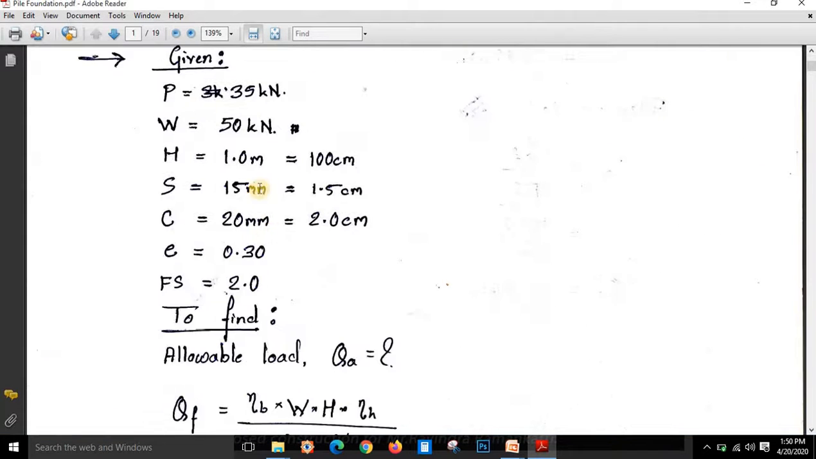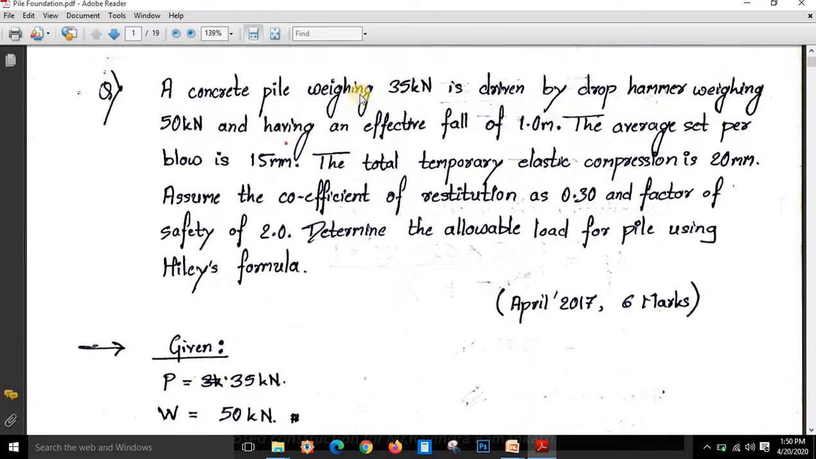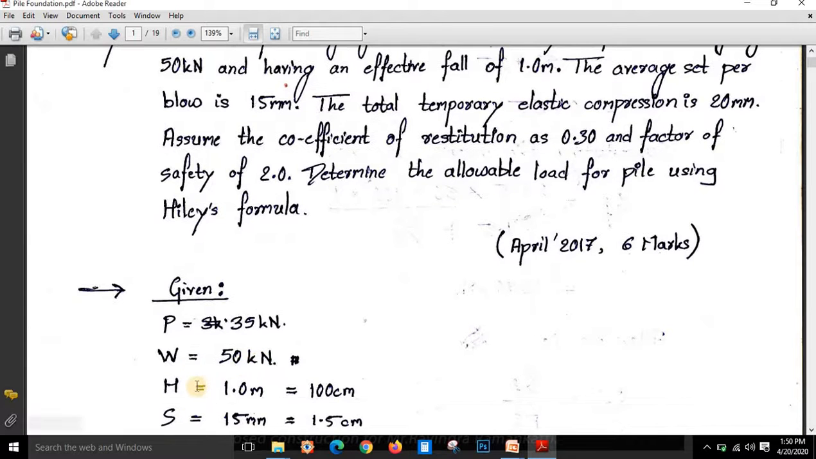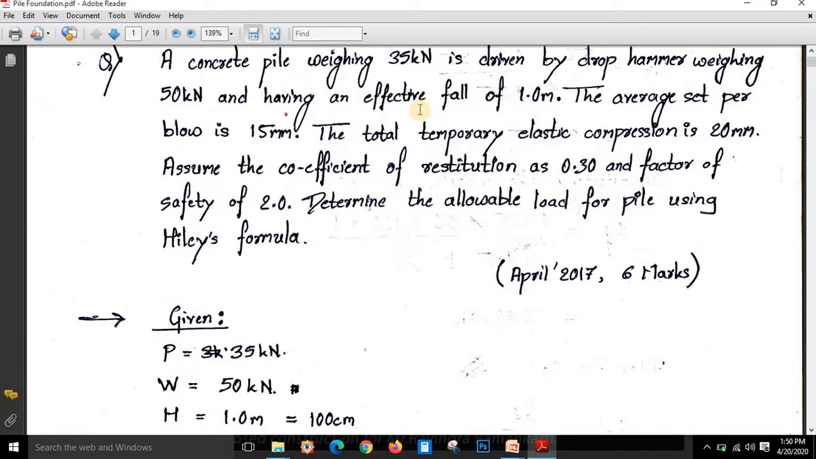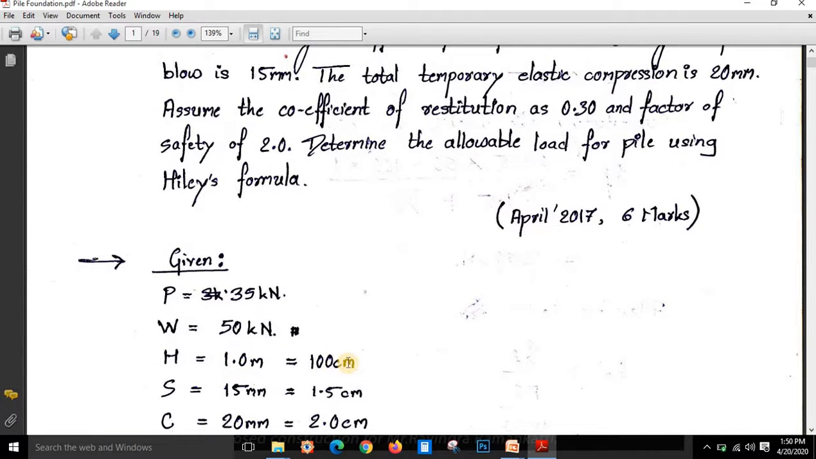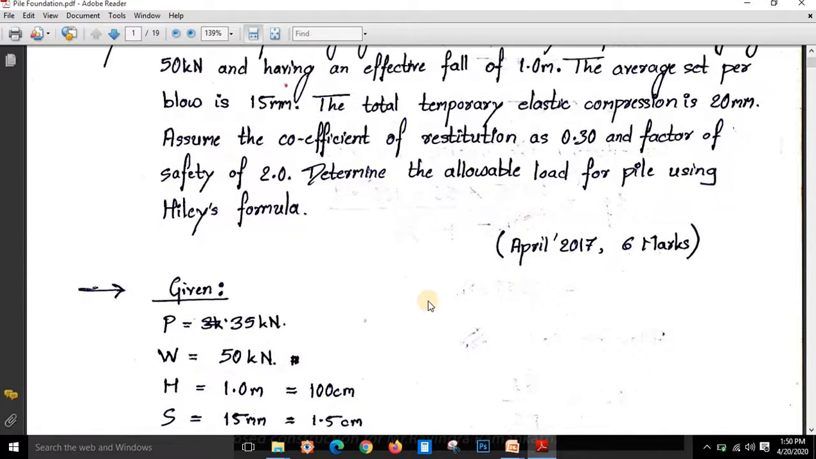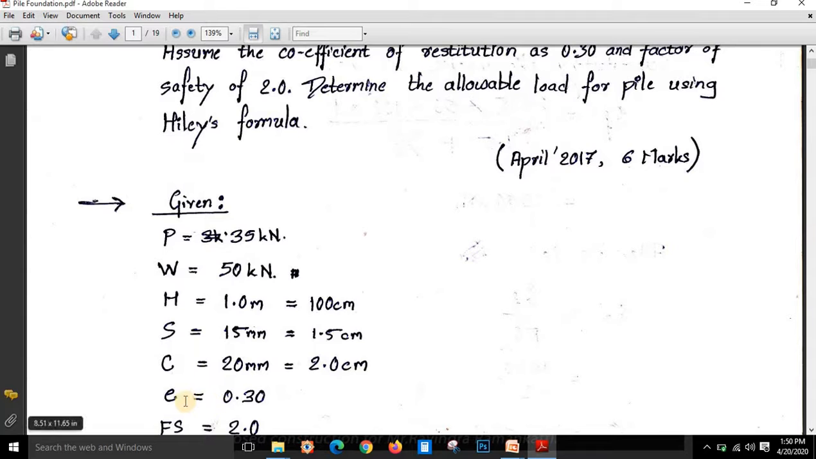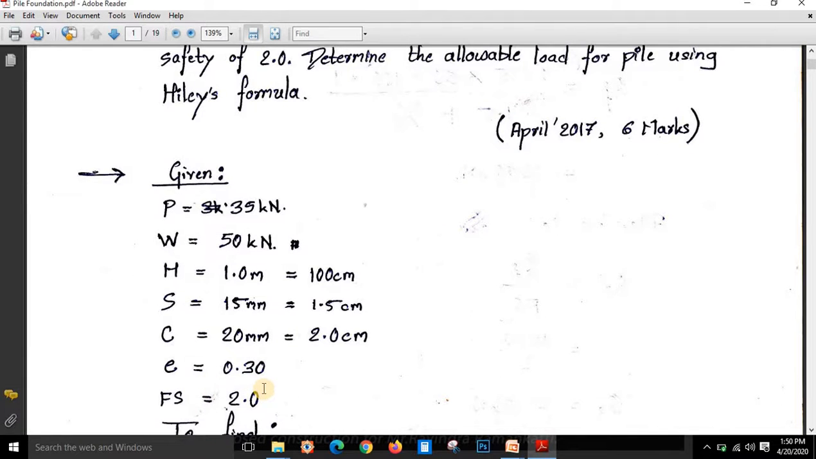I will write out the data which they have given. P is the weight of the pile, which is 35 kilonewton, W is the weight of the hammer, which is 50 kilonewton, H is the effective fall, that is 1 meter. I have converted it into centimeter, so all the units will be kilonewton and centimeter. S is the average set, that is 15 mm, that is 1.5 centimeter. C is the temporary elastic compression, 20 mm, that is 2.0 centimeter. E is 0.3, the coefficient of restitution. Factor of safety is 2, which they have given.